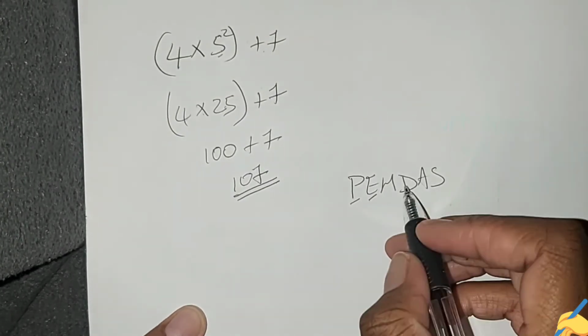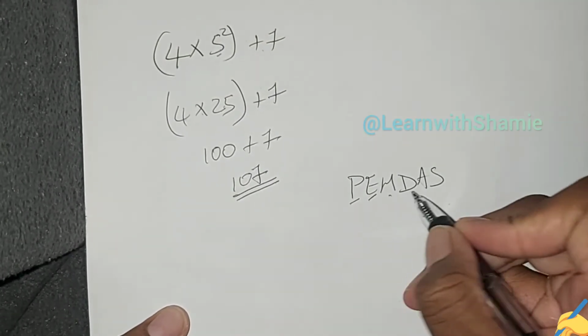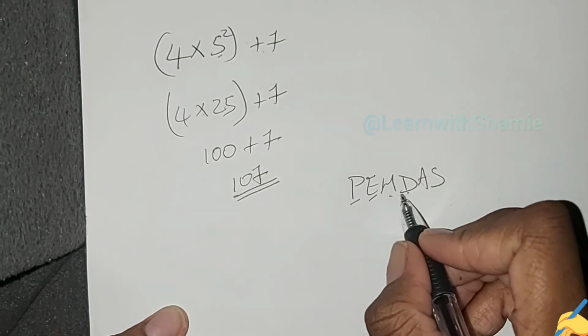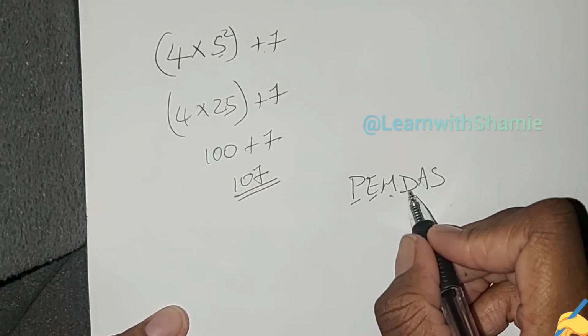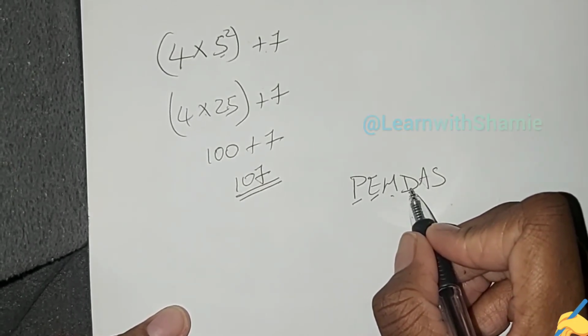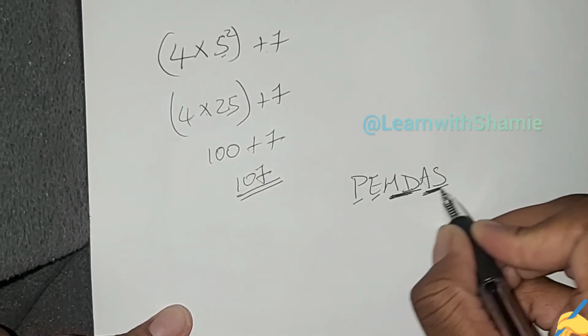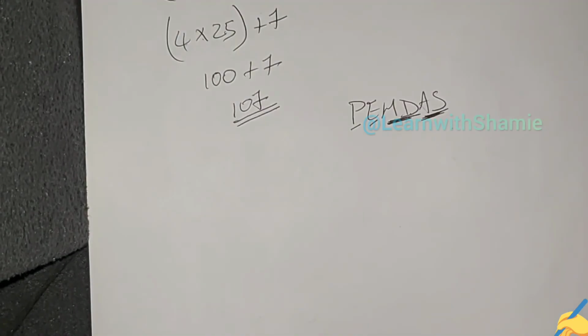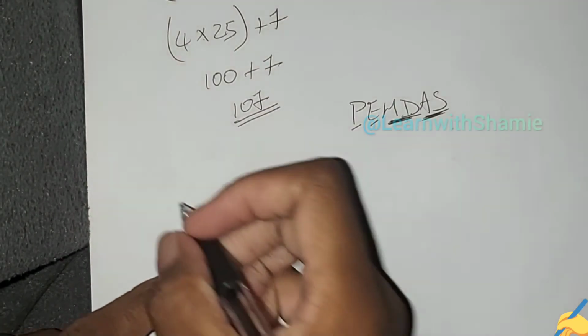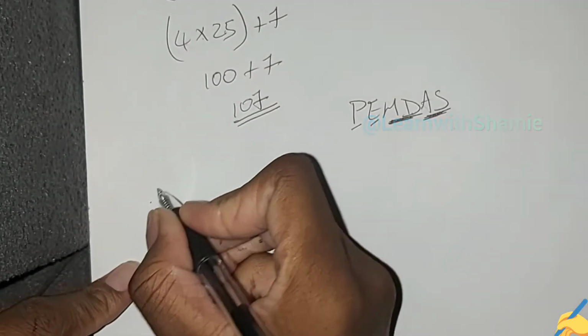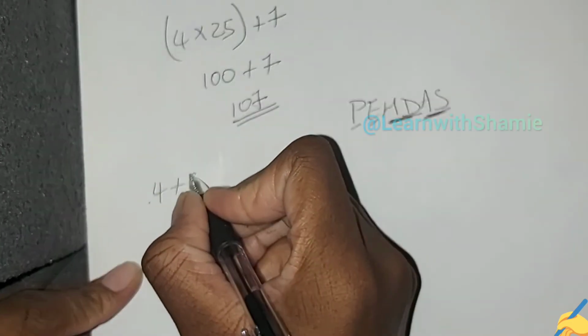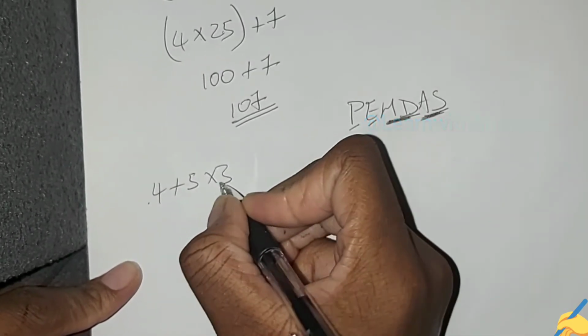Moving on to the third rule, we have multiplication, then division. Multiplication and division have equal importance. So does addition and subtraction. Let's take a look at how these rules work. Our first example, if we have 4 plus 5 times 3.